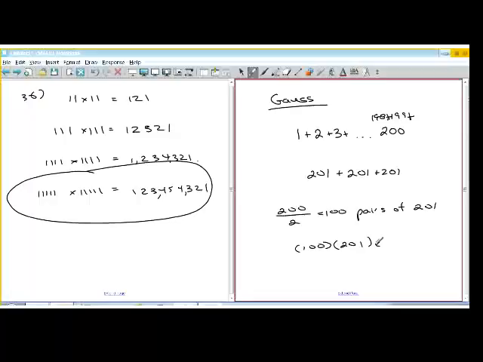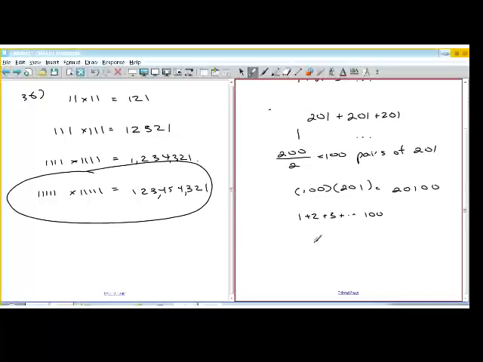So we get 100 times 201, which is 20,100. Remember the one we did in class, or Gauss did, 1 plus 2 plus 3 up to 100. In that case, when you match up the first and last, you get 101, and there are 100 numbers. You take that number, divide by 2, you get 50. So if you multiply 50 times 101, you'll get 5,050. So that's how it works.